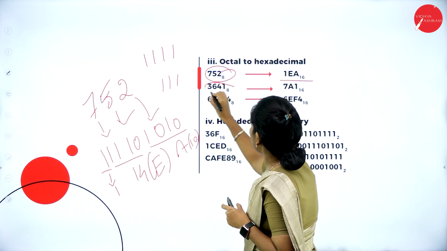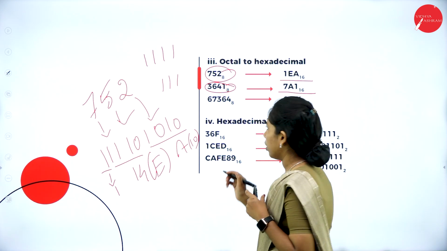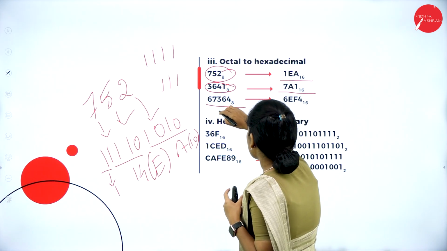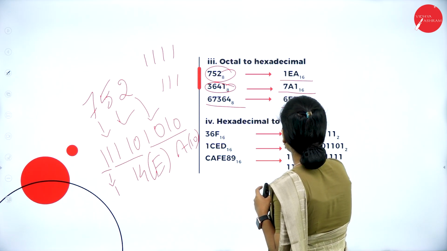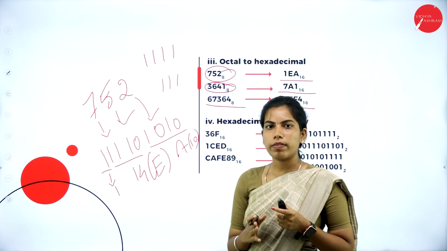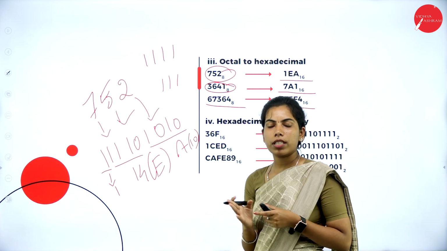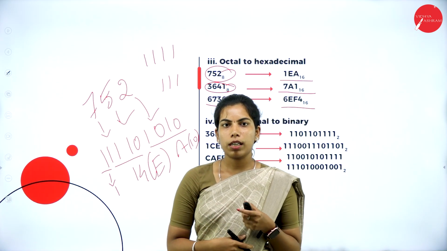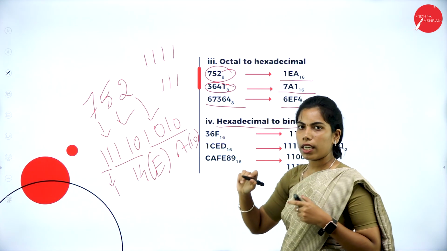And this one is 3641. It can be converted into 7A1. And lastly 67364. This is how you convert it into 6CF4 with base value 16. This is how you convert from the octal number system into the hexadecimal number system. So let's see one more example, hexadecimal to binary.